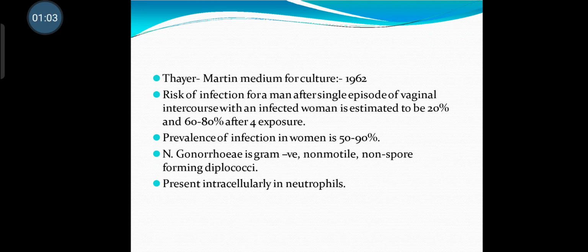Risk of infection for a man after a single episode of vaginal intercourse with an infected woman is estimated to be 20%, and 60 to 80% after the fourth exposure. Prevalence of infection in women is 50 to 90%, and Neisseria gonorrhoeae is the causative organism for gonorrhea. It is a gram-negative, non-motile, non-spore forming diplococci. It is present intracellularly in neutrophils. So this is the history as well as characteristics of the Neisseria gonorrhoeae.